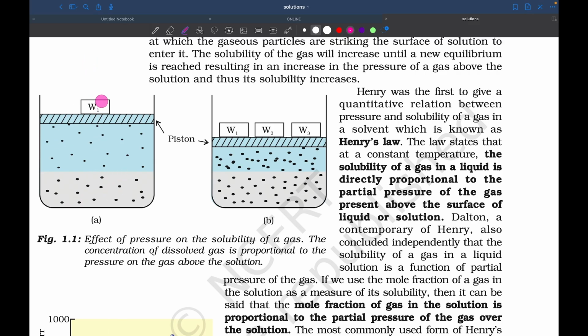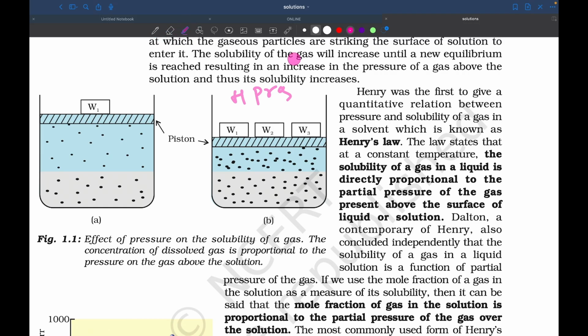He placed one piston with the W1 weight, but in the second case the weight has been increased, so here high pressure is used. That's why you can see more dots dissolved in the water.